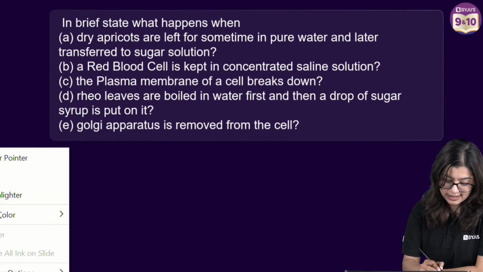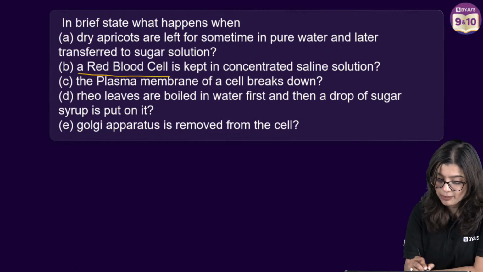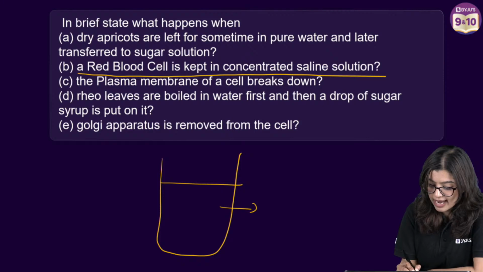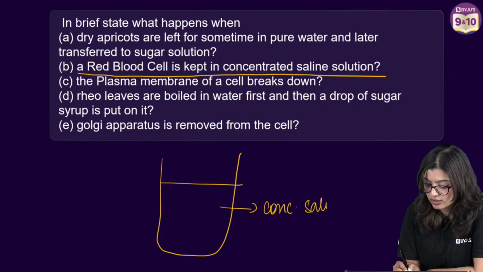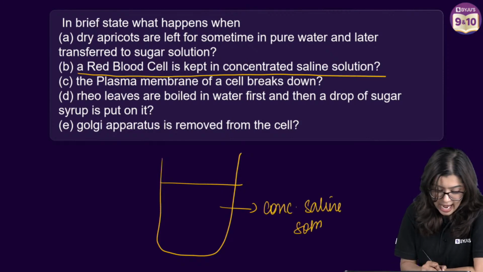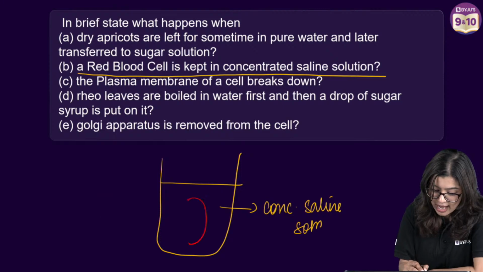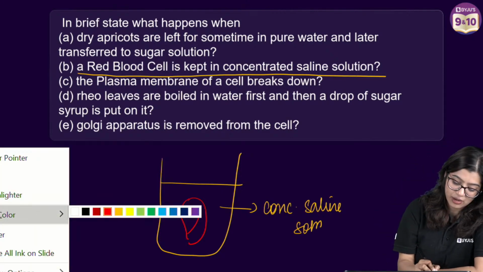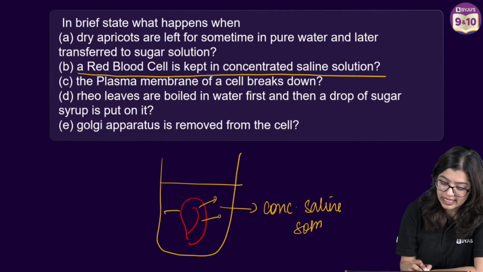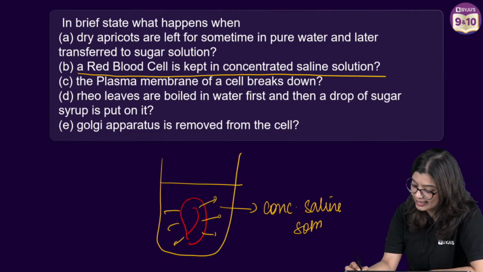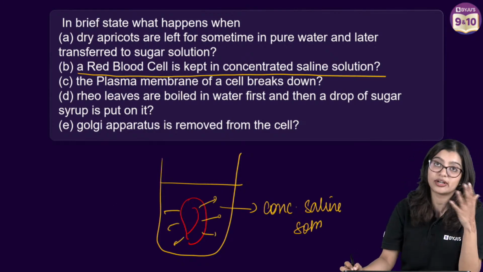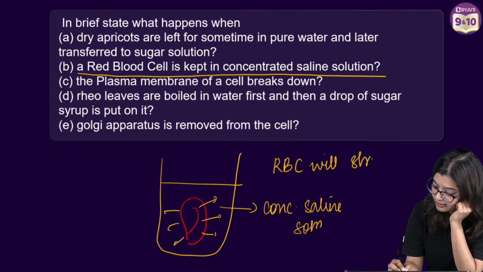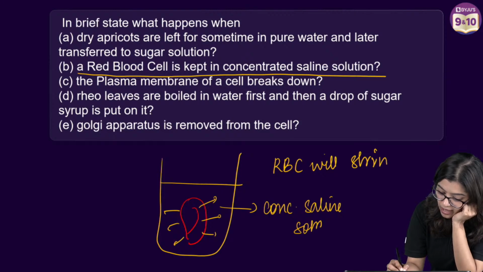Now, the next one is what somebody was asking me. If I keep a red blood cell in a concentrated saline solution. So I have a concentrated saline solution, and now I am going to keep a red blood cell in it. What is going to happen? Yes, very good. Exosmosis, right? So the water content that is there will come out. It will lose water immediately and the RBC will shrink. Yes? So this is what is going to happen.